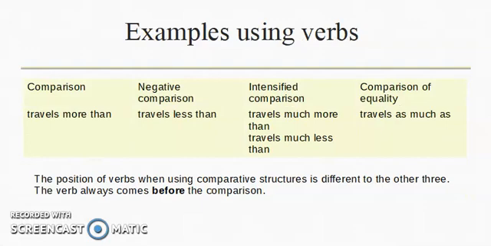Verbs, however, are different because the verb always comes before the comparison. He travels more than me. Negative comparison: he travels less than you. The same is true for intensified comparisons using a verb. He travels much more than him. When you get a comparison of equality: he travels as much as they do. Same principle each time. The verb comes before the comparison.